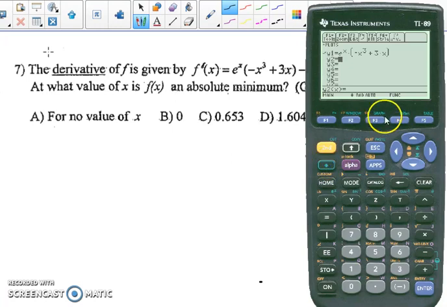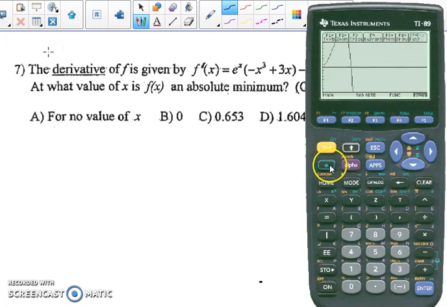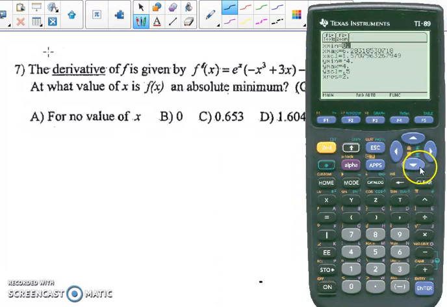And I actually have no idea what my window is set to. So my window is not a good window right there. Oh, actually, I can use this window. I just needed from 0 to 5 on the x-axis. And this goes from 0 to 6. So let's look at it from 0 to 5.